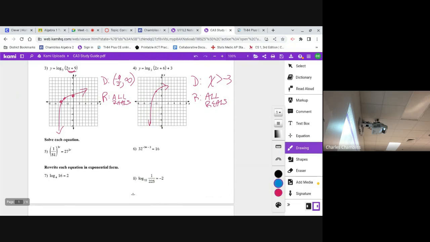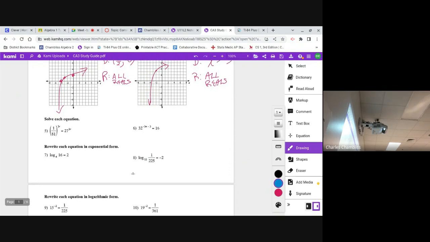5 and 6, solve the equation. This is properties of exponents. You have to rewrite the things so that they have the same base. Okay. 1 over 81 is 3 to the -4th. 27 is 3 to the 3rd. And then both of those are taken to the 3r.